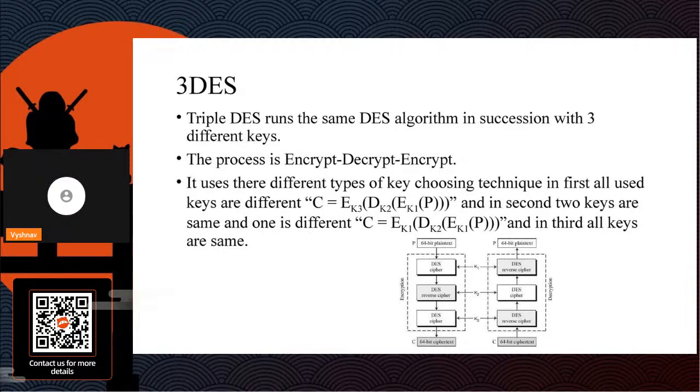It can use three different keys, or two different keys, or only one key for the whole process. The first type is encrypt with the third key, decrypt with the second key, and encrypt with the first key. The second type is encrypt with the first key, decrypt with the second key, and again encrypt with the same first key. And in the third type, all three keys are the same: K1, K1, K1. First they encrypt the plain text with key 1, then decrypt with key 2, and then encrypt with K1 to get the ciphertext.